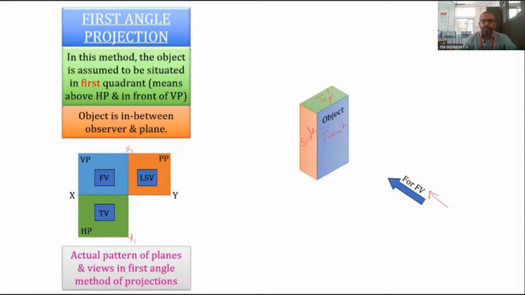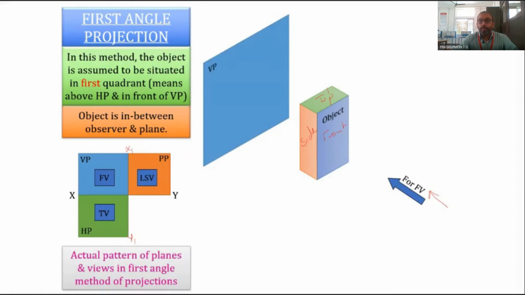So this is the condition. If we look from the front side for the front view, the VP will be there. The object is projected onto the VP to get the front view. And now for the top view, you have to look from the top, looking down to the object, to the top face.